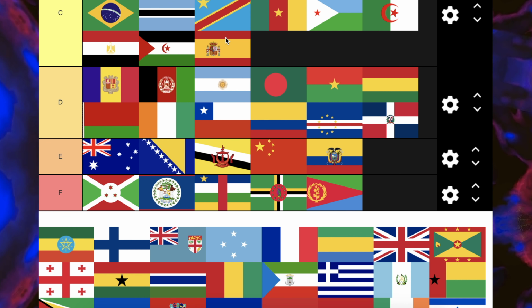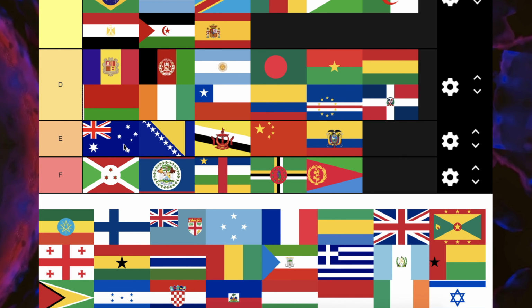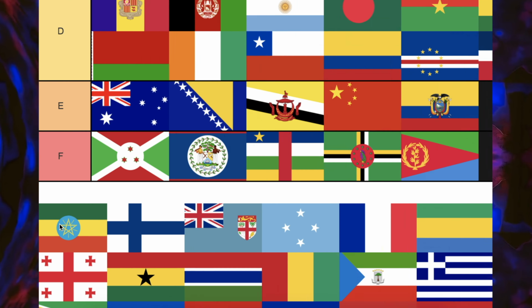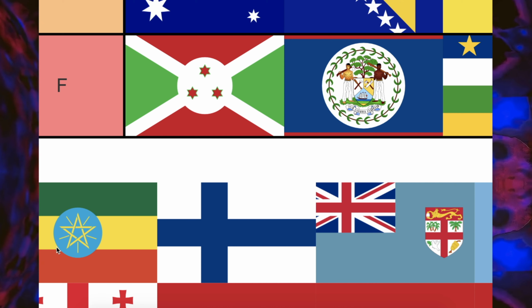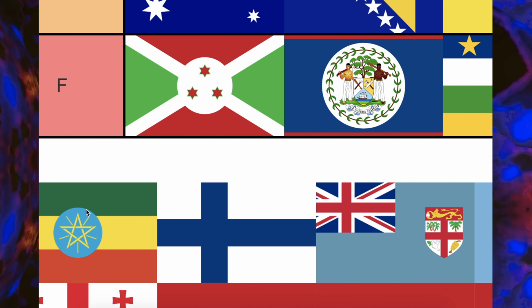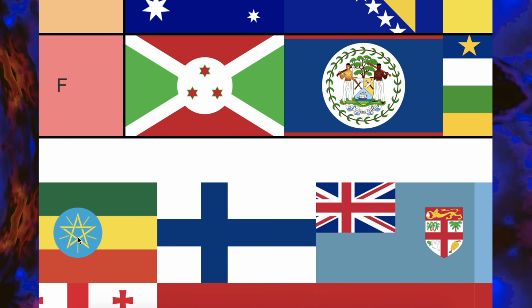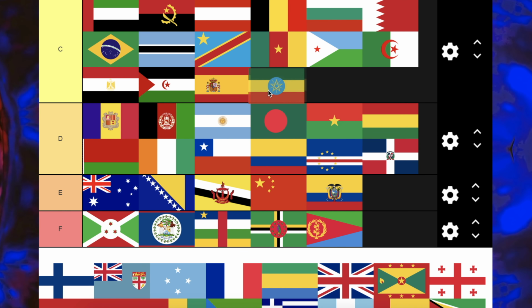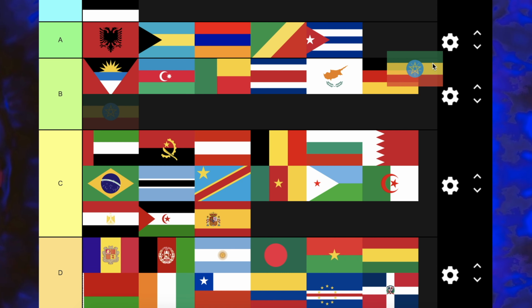Alright, next we got the flag of Ethiopia with a very unique pentagram star design in the center. I think this is a good example of a very nice seal. And it also inspired the Pan-African colors with the green, yellow, and red. So I'm going to have to put this into the B tier.